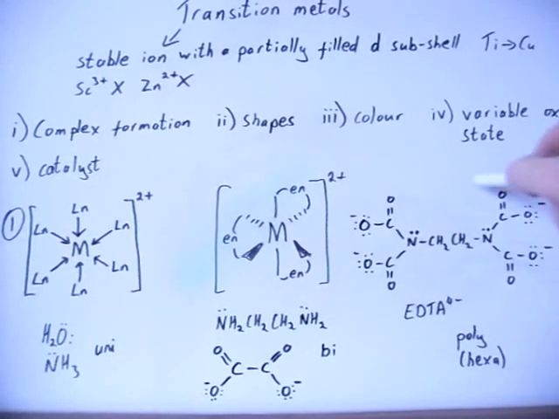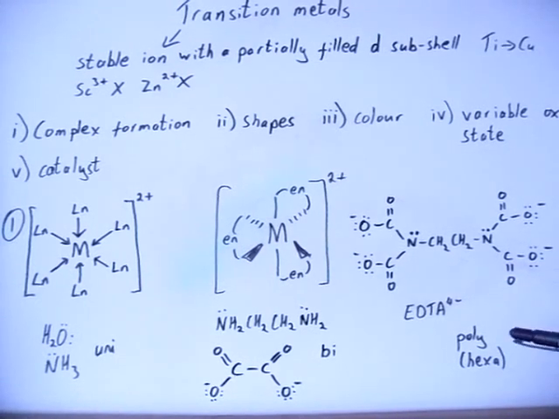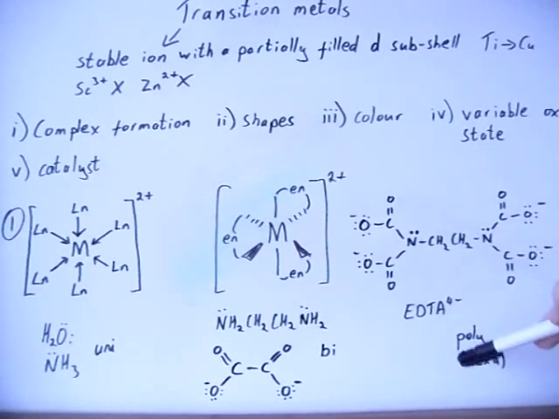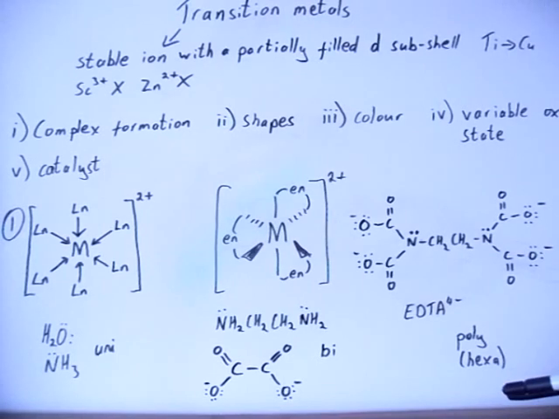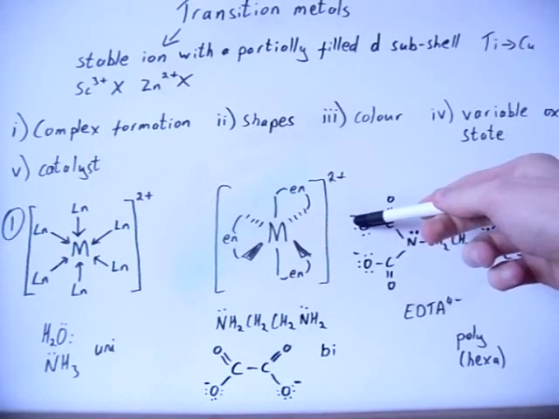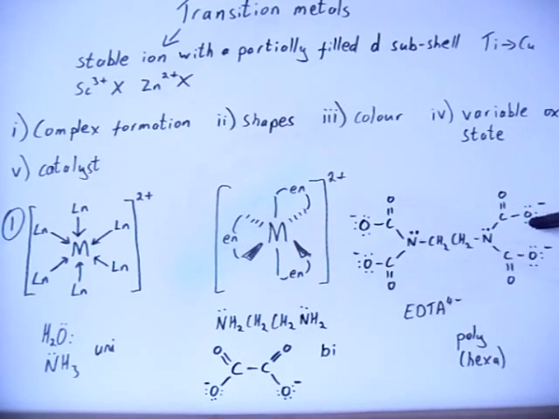This structure tends to just get shortened to this, because obviously it's a bit of a hassle drawing this. Now, this is a hexadentate, by the way. The poly just means many, but specifically you should be able to show where the six links come from on this. So 1, 2, 3, 4, 5, 6.